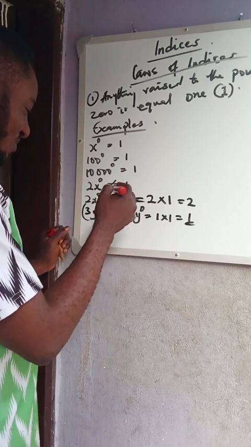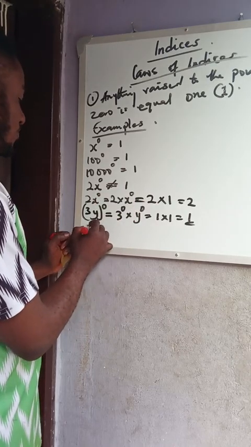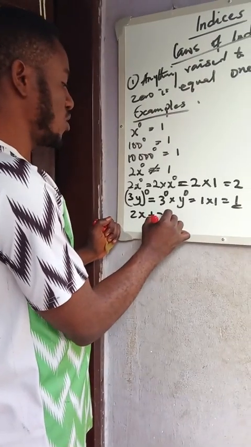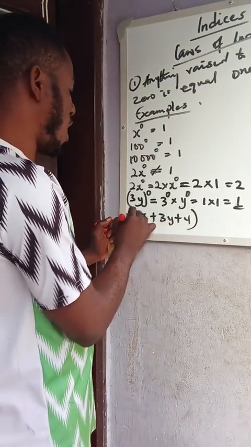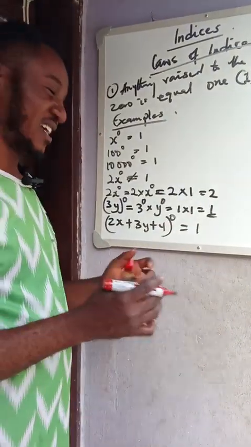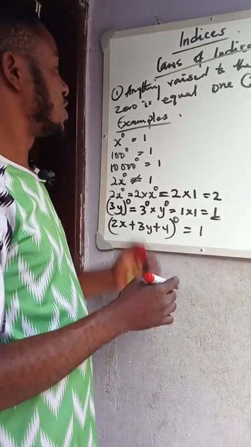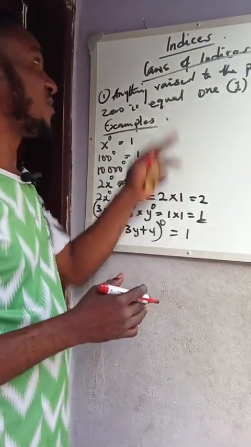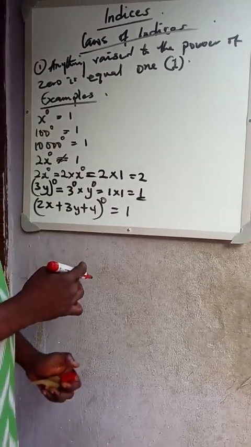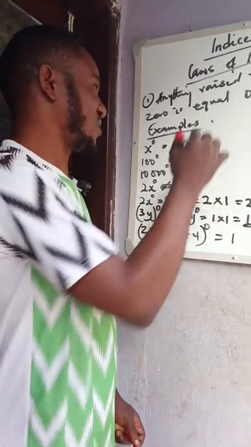So again, if I have, let's say, 3x plus 2y plus 4, all raised to the power 0, the answer is still equal to 1. You don't understand? Yes, so this is how it functions. So this is the first law of indices. That's why you say that anything raised to the power of 0 is equal to 1. You have seen several examples. Is it well understood? Yes, correct.